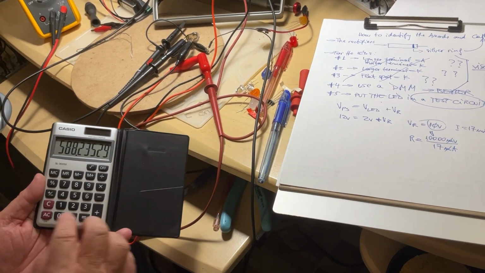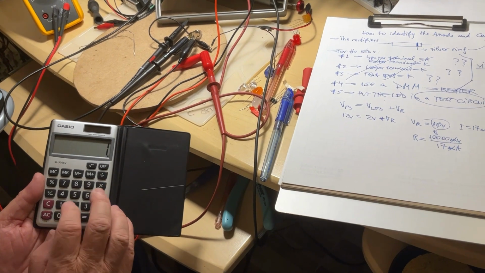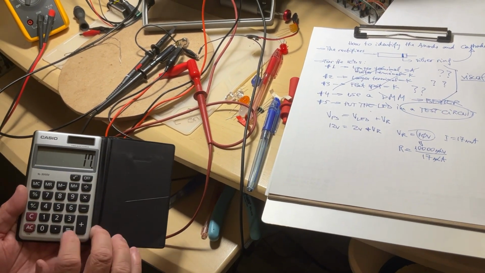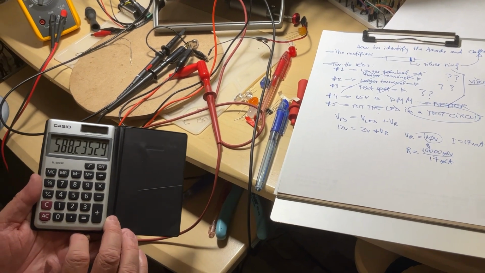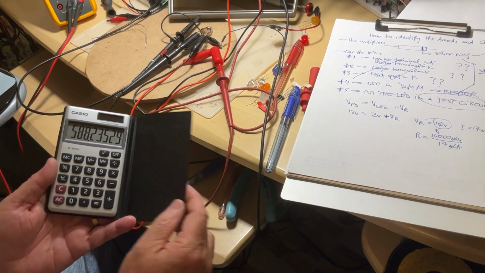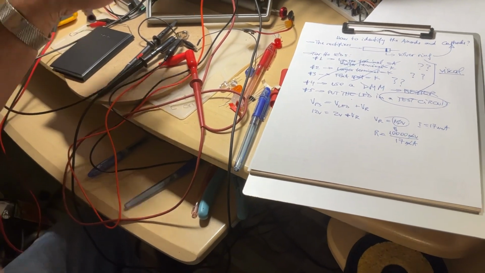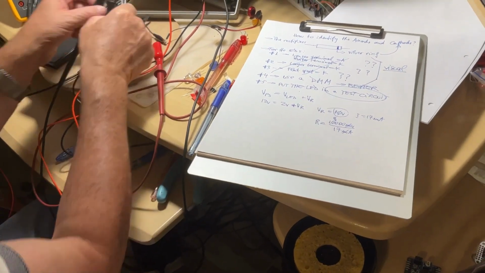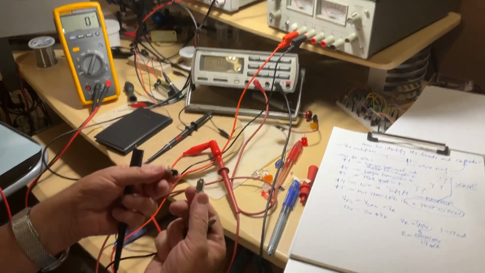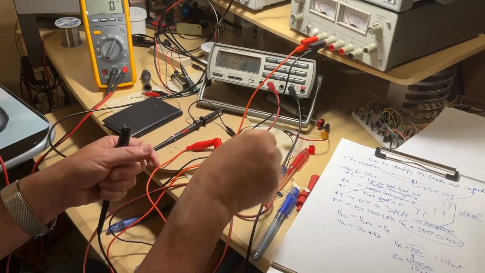So, that's what you have inside. Again, 10,000 millivolts divided by 17 milliamps, you have approximately 600 ohms. That's the resistor inside. I'm going to disconnect this one. Remember, this is a bayonet diode.